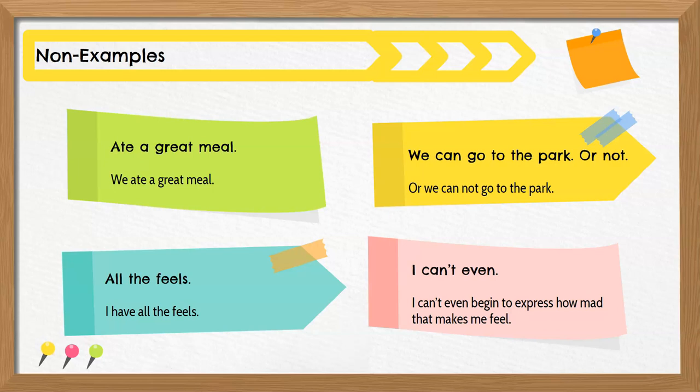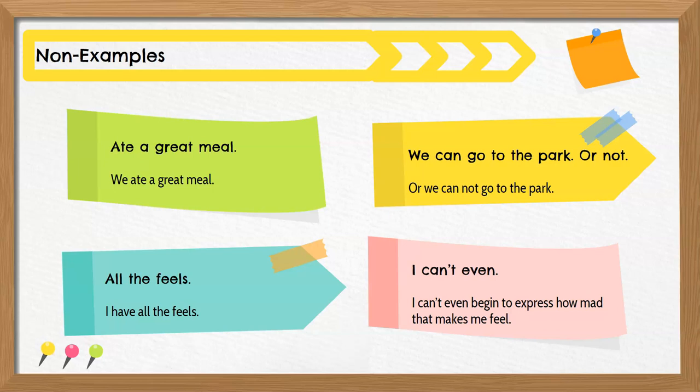We also have to add both a subject and a predicate to all the feels. Who is doing something with the feels? What are they doing? Do they hate all the feels? Love all the feels? Well, we can add I and have to simply say, I have all the feels. Now we have a complete sentence.